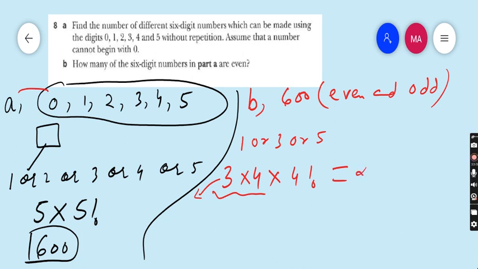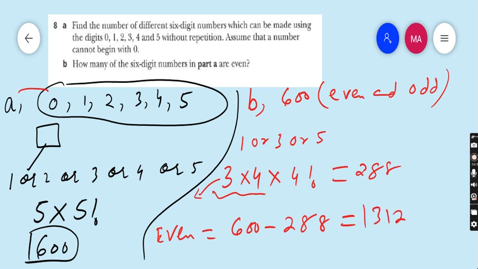The final is 288, but this is not our required answer. We have to make even 6-digit numbers. So for even we have to subtract from 600, the answer of part A, minus 288, which equals 312. So I hope you understand this question. This part is very important. Move to the last question.